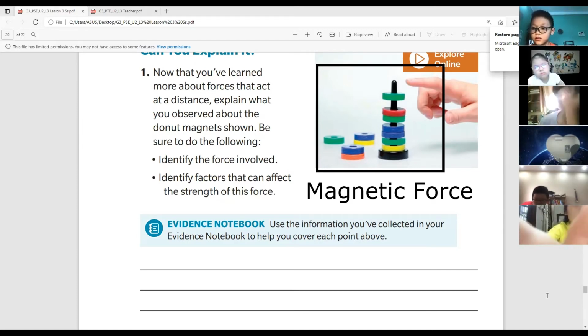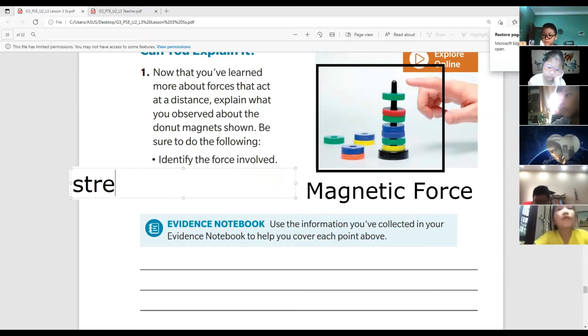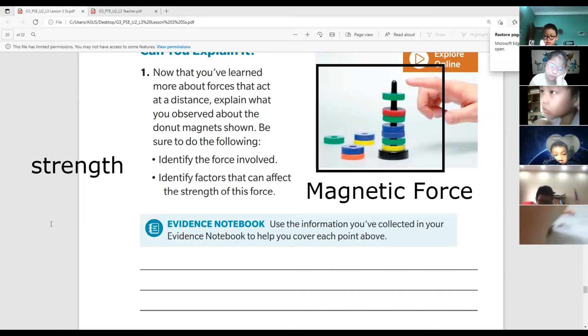I'm going to give you the answer. Are all magnets the same strength? Or are some magnets stronger than others? Some magnets are stronger than the others. Yeah, exactly. So guys, one of the factors is the strength of the magnet. There are strong magnets and there are very weak magnets. We can tell this by their magnetic field.